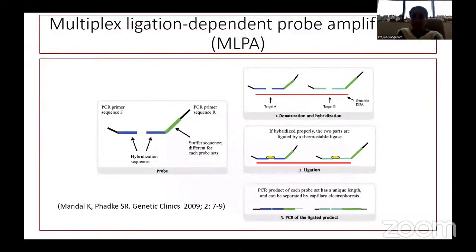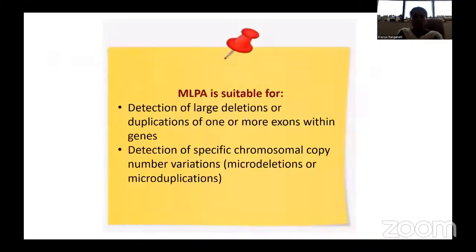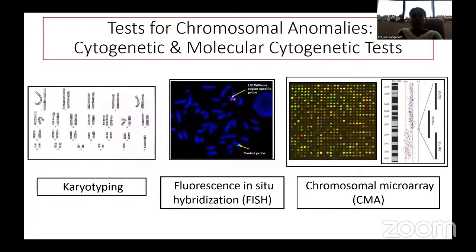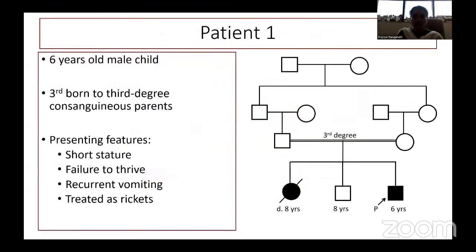And then of course, MLPA is the other technique used for molecular genetic testing, and this is specifically used for detecting large exonic deletions and duplications. It can also be used for chromosomal copy number variations when you want to look for specific microdeletions or microduplications. And then the tests used for chromosomal anomalies are the cytogenetic and molecular cytogenetic tests, which I already spoke about. So with that brief background, I'll be moving on to the clinical scenarios.